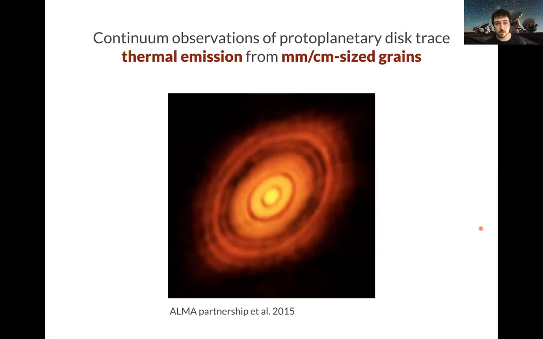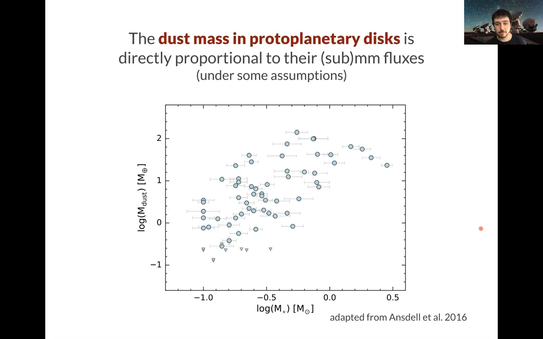At ALMA wavelengths, when we observe the continuum, what we are seeing is thermal emission from millimeter to centimeter sized dust grains. And that means that when we look at an image like this, what we see is the distribution of millimeter, centimeter sized grains in disks. Now, we won't always have these high angular resolution observations, but that is not the only reason to use ALMA. ALMA has a very large collecting area, which means that it has very high sensitivity.